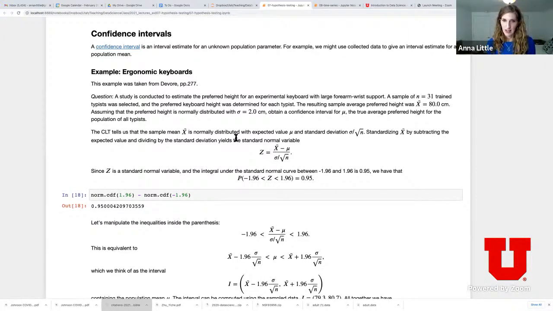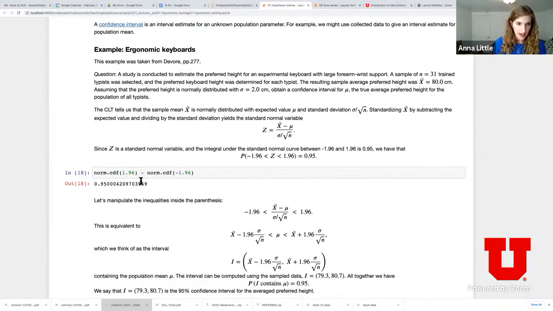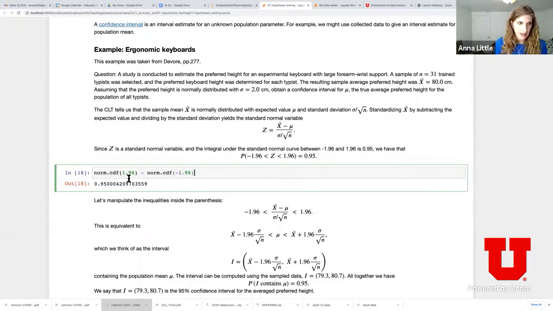Indeed. So it's illustrated here, right? Where is this 1.96 coming from? If we take a normal CDF, this is for a standard normal distribution, evaluated at 1.96, and then minus a standard normal at minus 1.96, we get 0.95. And that is specific to the standard normal distribution.